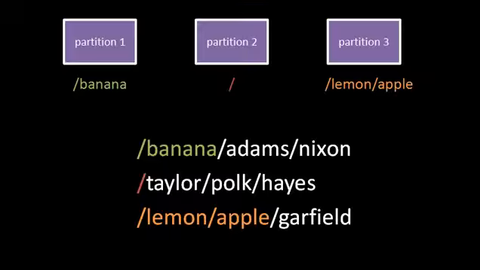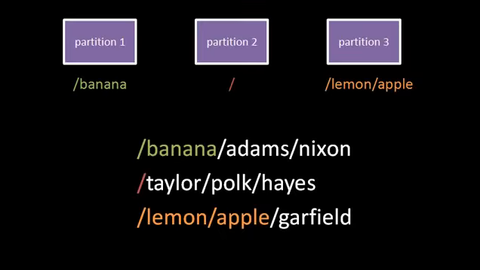Similarly, if we mount partition 3 to /lemon/apple, then the system creates within the root directory of partition 2 a directory named lemon, within which it creates another directory named apple, and that directory apple is treated in a special way such that it actually refers to the root directory of partition 3.